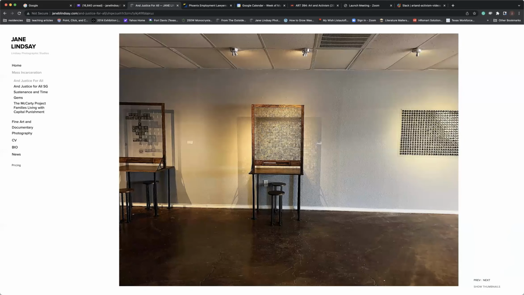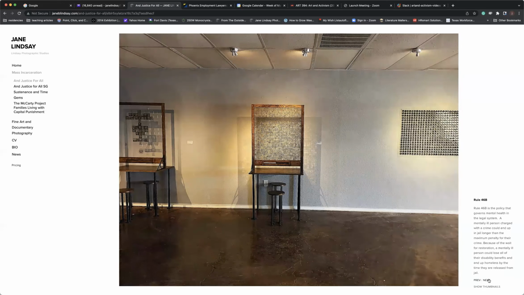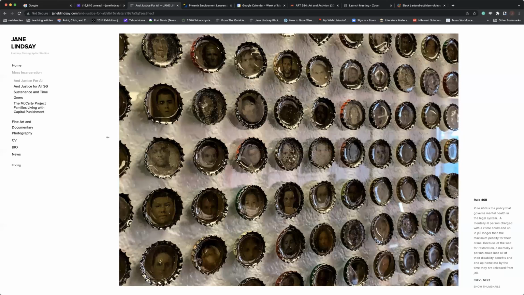This piece here is tintypes, and they actually represent the 500 mentally ill people that pass through the Lubbock County Justice Jail every 6 months. So this is 6 months worth of people arrested that have a mental illness in Lubbock County. And what I'm talking about in this is Rule 46B, which says that if a mentally ill person is incompetent, then they literally can spend longer in jail than the maximum penalty for the crime.